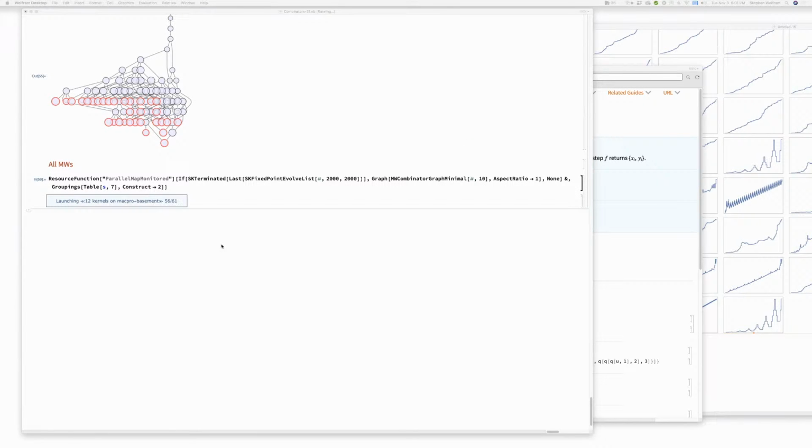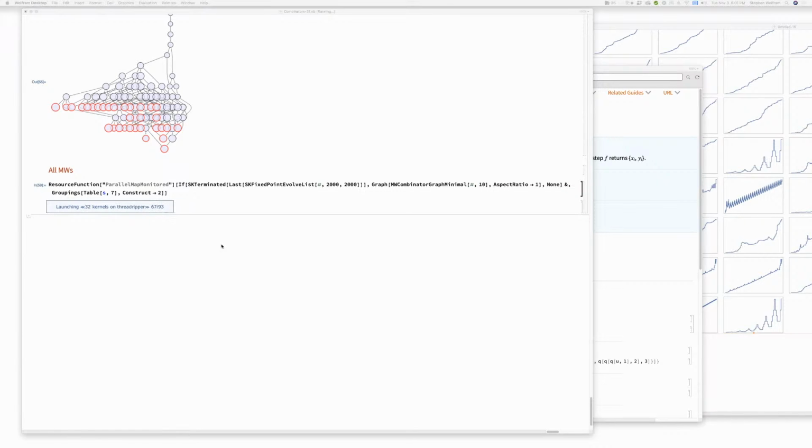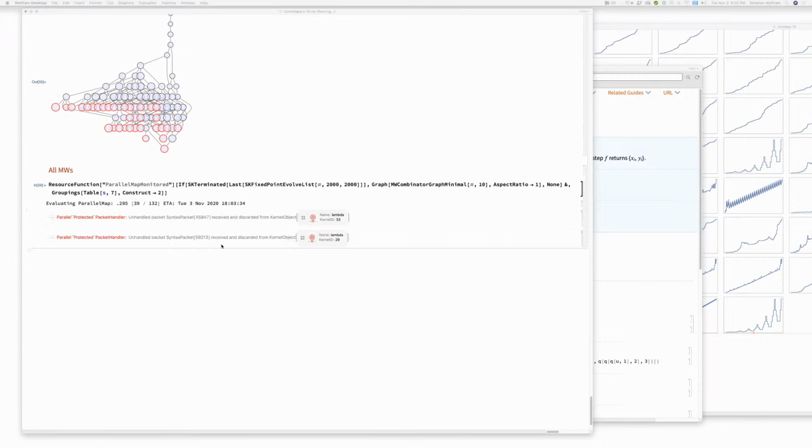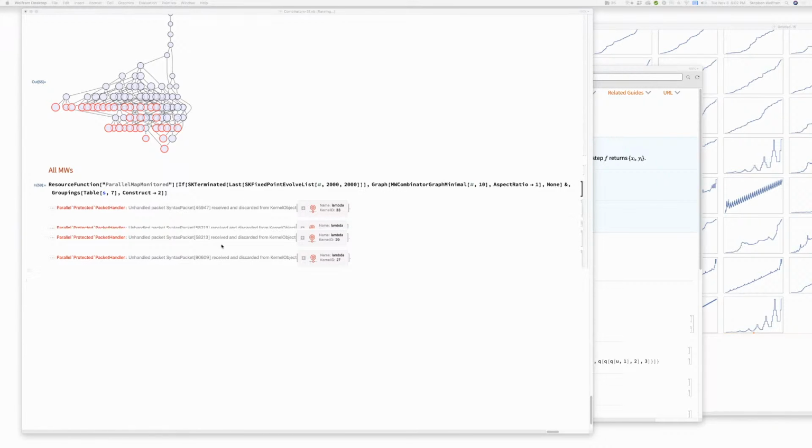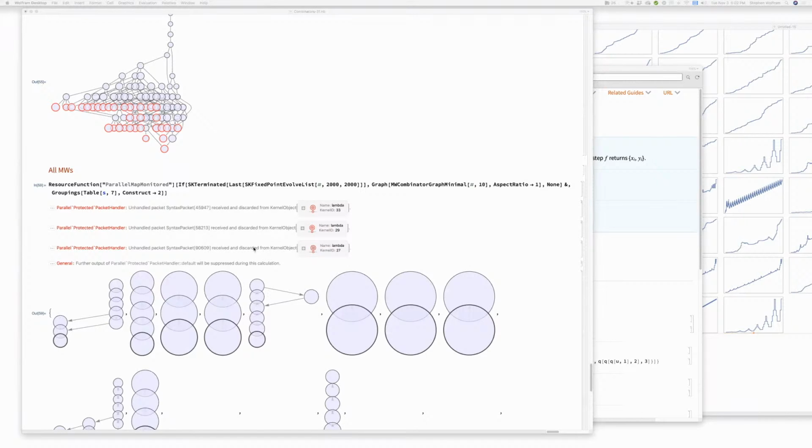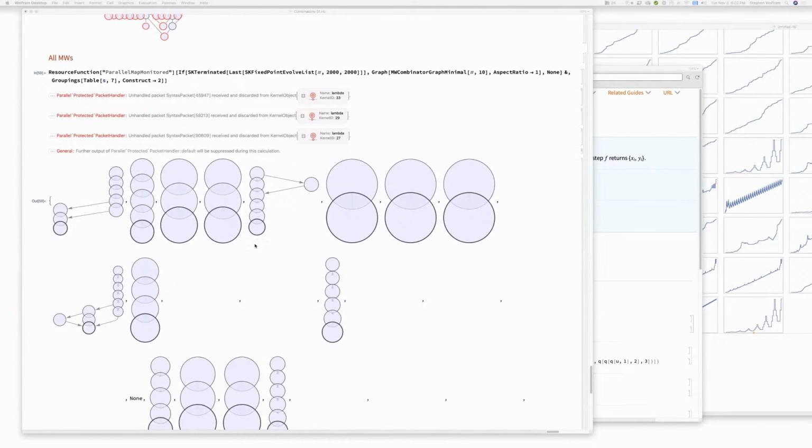Okay, so this is going to look at all the multi-way graphs, I hope. Come on. Come on. Wake up, computers. Oh, how can something like that happen again? Okay, these are the multi-way graphs.